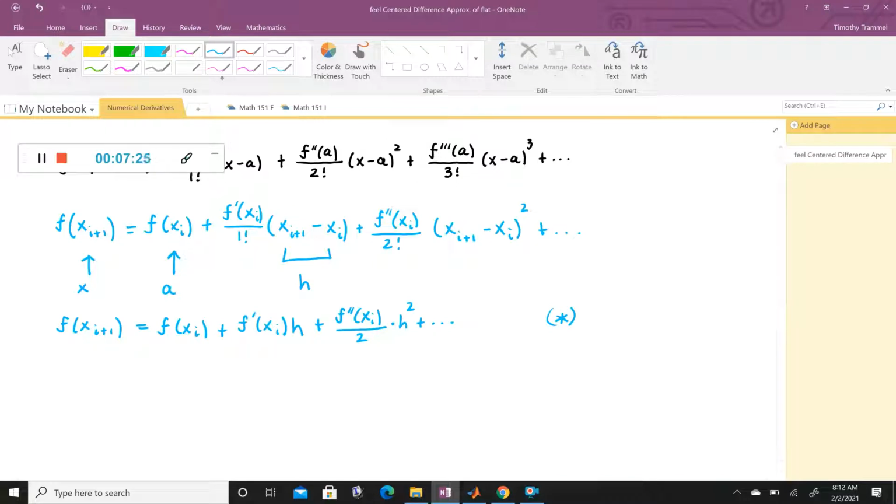Let's see what the next one's going to be. The next one, we're going to plug in x sub i minus 1. But we're still going to center it at x sub i.